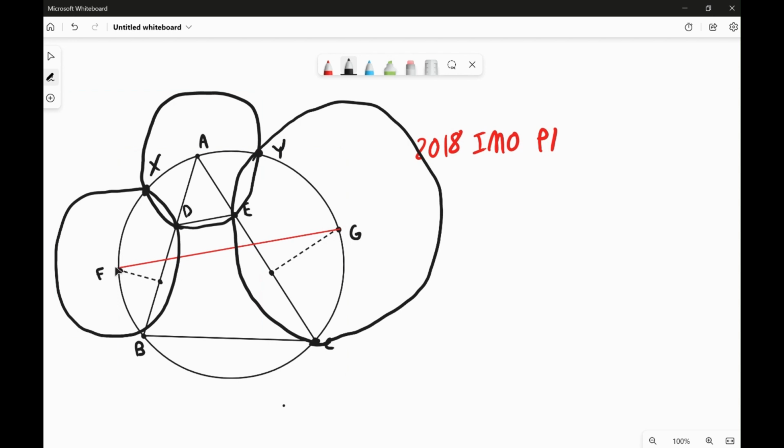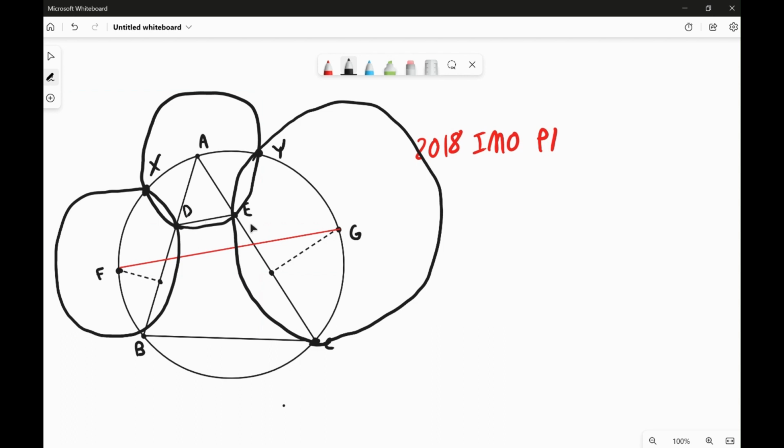We have that F is actually the midpoint of arc XB because F is the center of the circle. That's where that fact comes in. And also we have that G is the midpoint of arc YC. And AX is equal to AY because of this circle here. And we want to prove that DE is parallel to FG. So if we can prove that DE is parallel to something else, and then prove that other thing is parallel to FG, that would work.